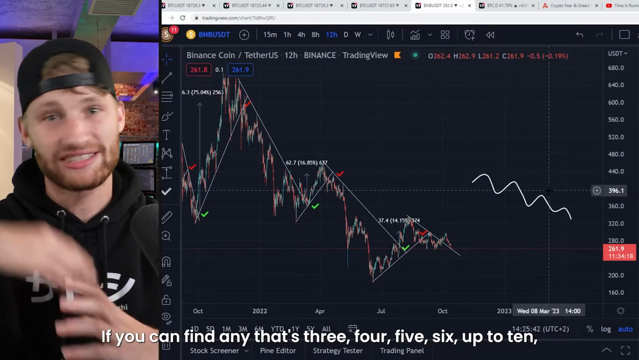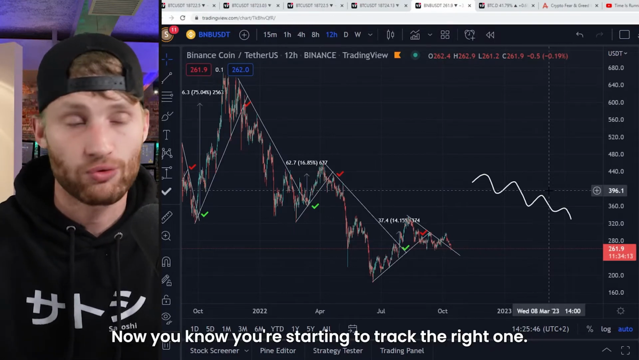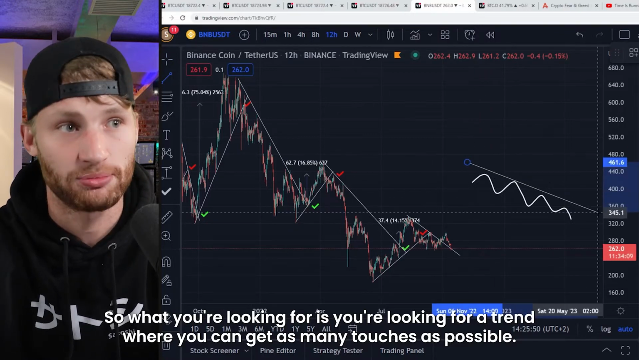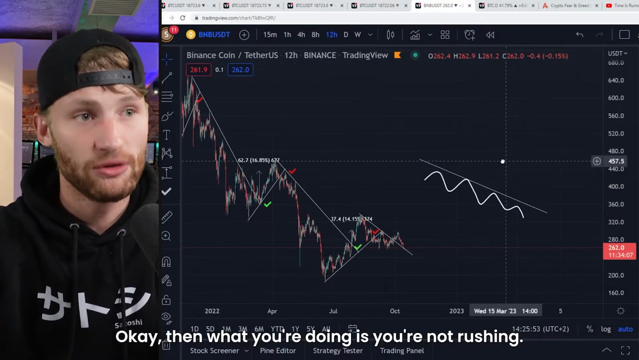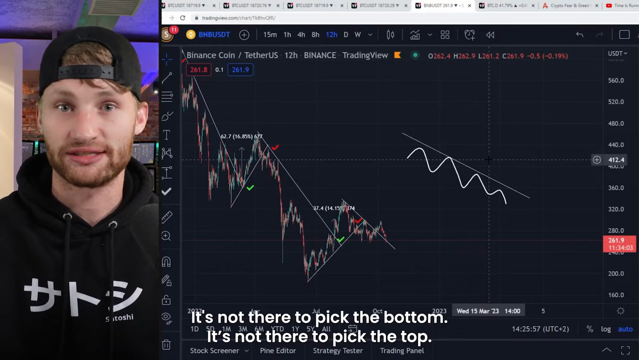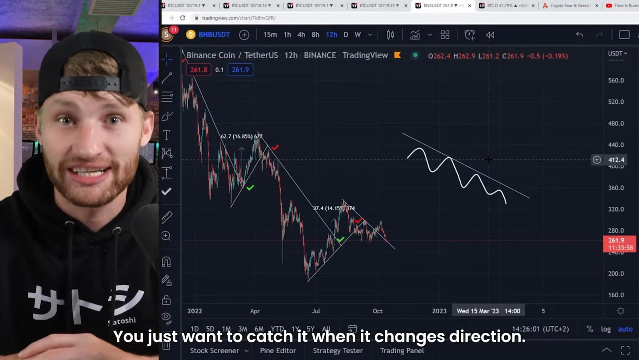If you can find any that's 3, 4, 5, 6, up to 10, now you know you're starting to track the right one. So what you're looking for is a trend where you can get as many touches as possible. Then you're not rushing. It's a non-guessing strategy, which is great. It's not there to pick the bottoms, not there to pick the top. You just want to catch it when it changes direction.